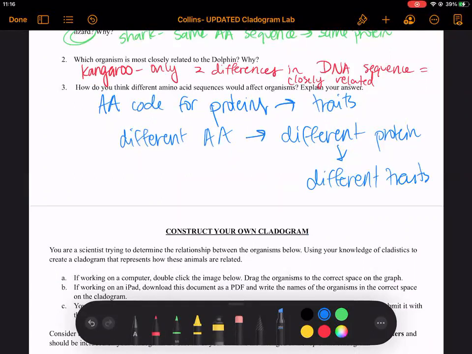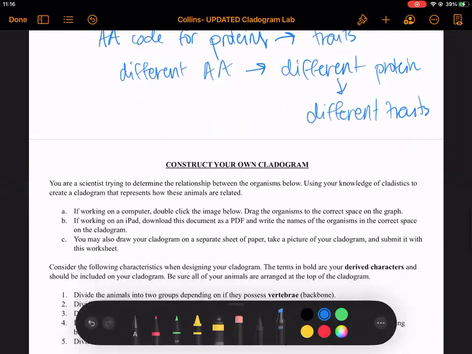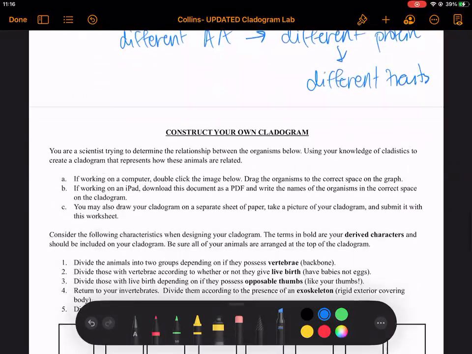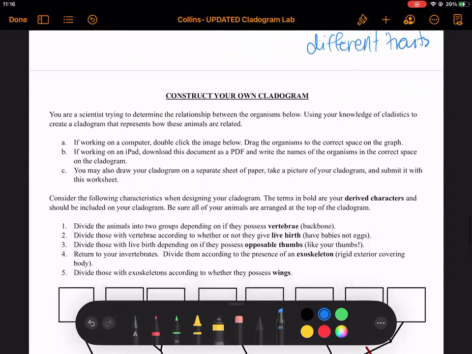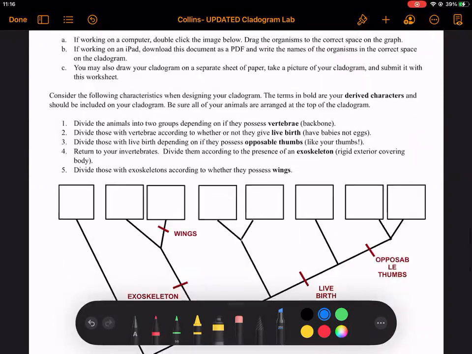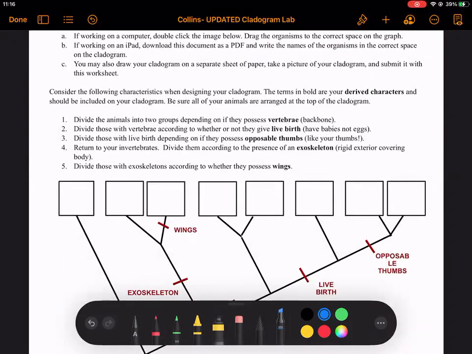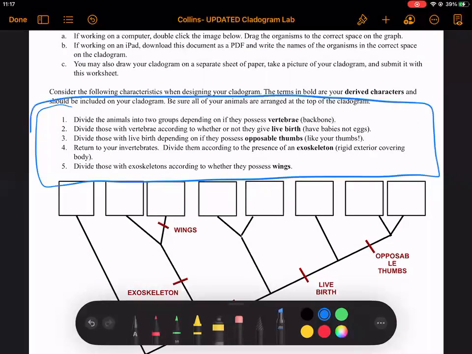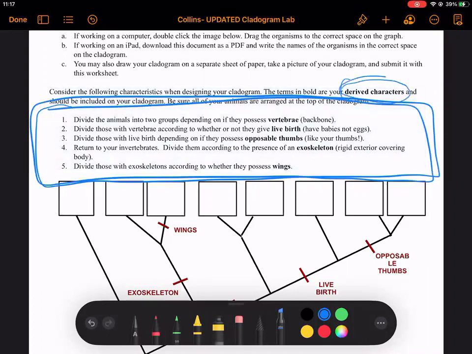Great job. All right, now I'm going to speed us along to this last question because I know a lot of us had trouble with this. So for this one, I asked you guys to create your own cladogram. I gave you a series of organisms, and I wanted you to figure out where we place them on this diagram. Now, this section right here was super, super important, right? This is where you get your information. These were your derived characters that were included on your graph.